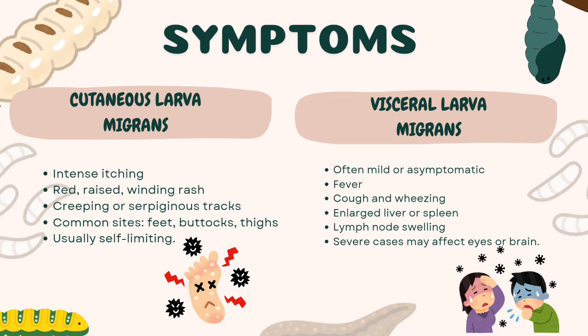Visceral larva migrans can be more subtle. Many people don't have symptoms at all, but some may develop fever, coughing, wheezing, or enlargement of organs like the liver or spleen. In severe cases, the eyes or brain can be affected. To summarize the difference, cutaneous larva migrans mainly affects the skin and causes itching, while visceral larva migrans affects internal organs and can lead to more serious health problems.